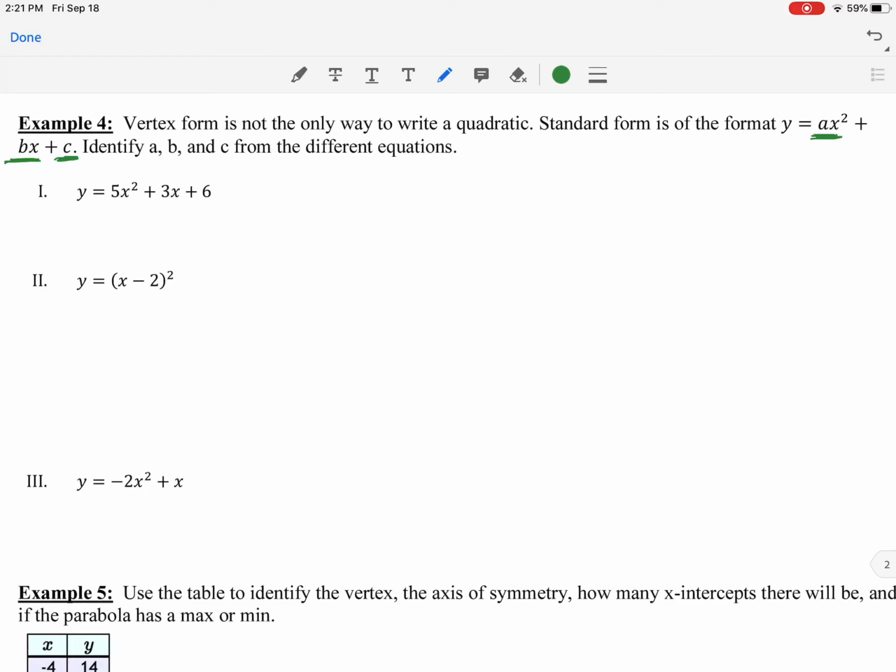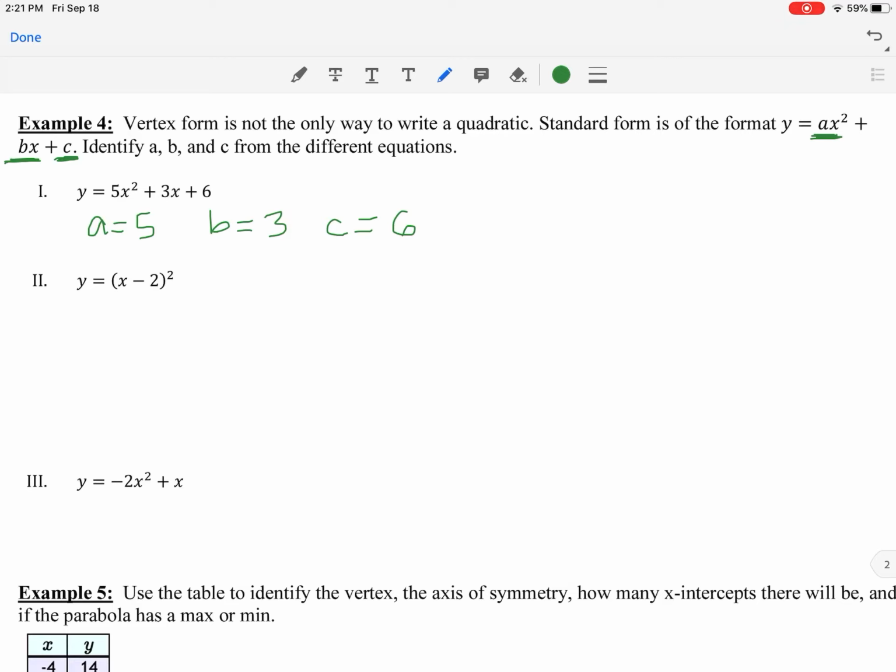So for example, on part 1, A, again, is the coefficient of x squared. It's the number in front. So for us, this will be 5. B is the coefficient of x. So that's a positive 3. And then C is our constant, which is a positive 6. So pretty easy if you know what to look for.